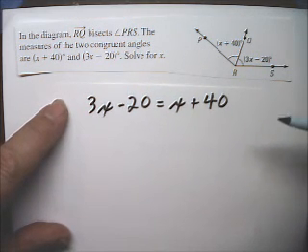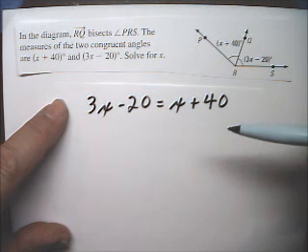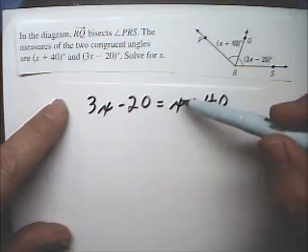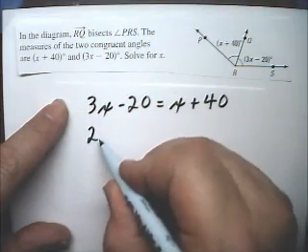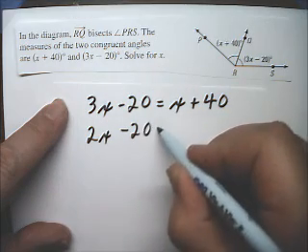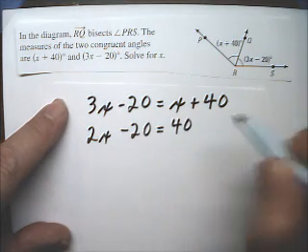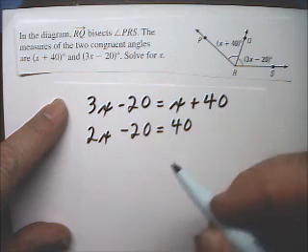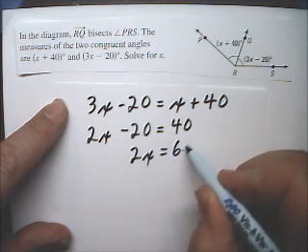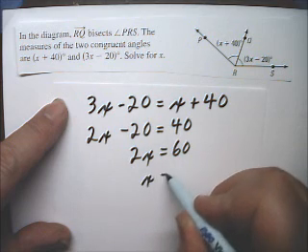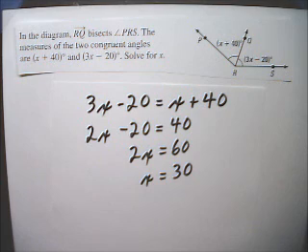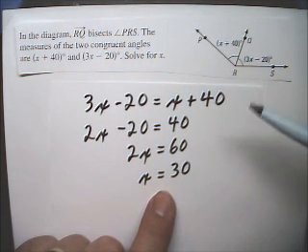Okay, variables on both sides, so I'll subtract x from both sides. That'll get rid of the x on this side, so I'll be left with 2x minus 20 equals 40. Now I'll add 20 to both sides to get 2x equals 60, or x equals 30. And that's all we have to do.